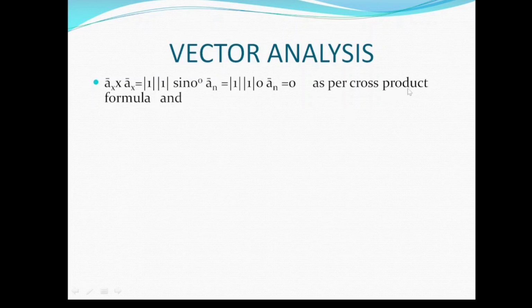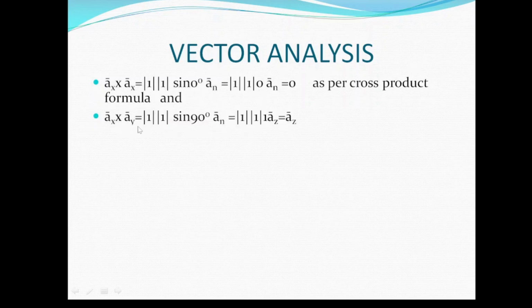So as for the cross product formula, ax cross ax is equal to magnitude of ax times magnitude of ax, which is 1 times 1, times sine 0. These two are along the x-axis, so the angle between the two is 0 degrees, times an. Sine 0 means 0, so the total is 0.